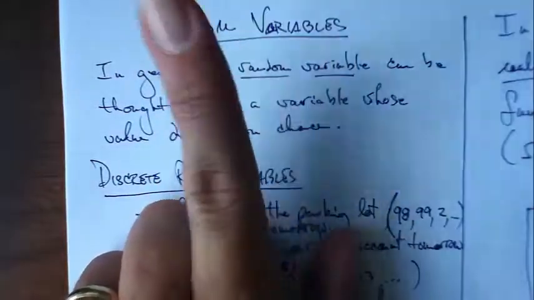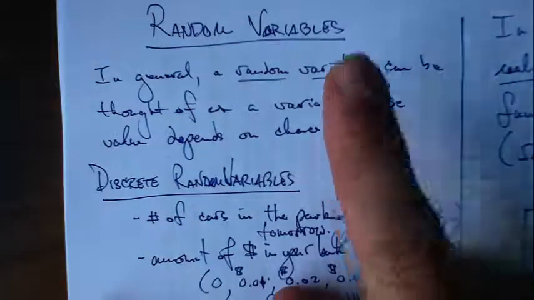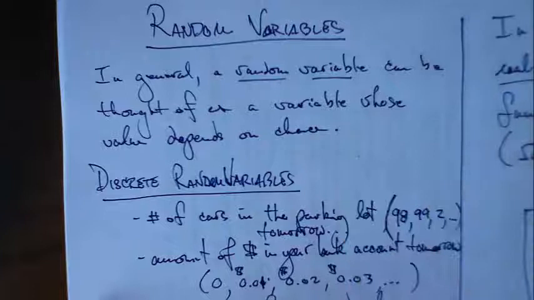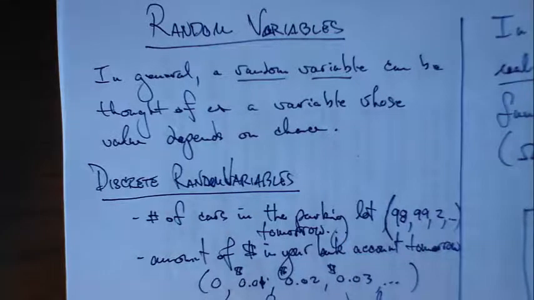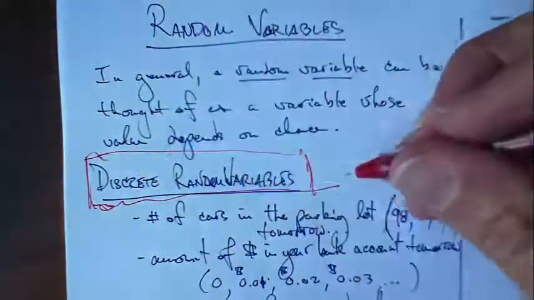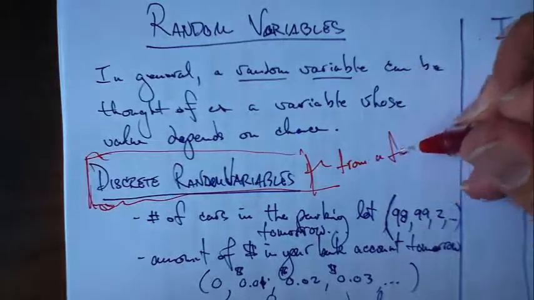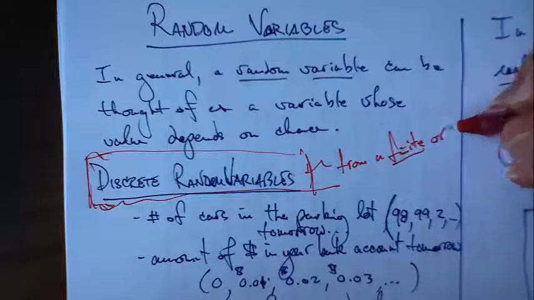Random variables. In general, a random variable can be thought of as a variable whose value depends on chance. We've got a couple of types of random variables that we'll talk about in this course: discrete random variables and continuous random variables. Discrete random variables take on values from a finite or countable set.